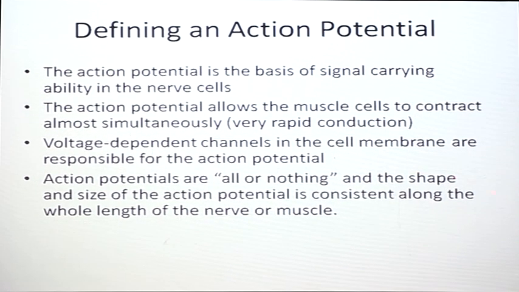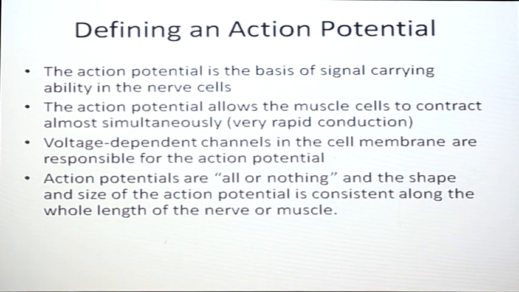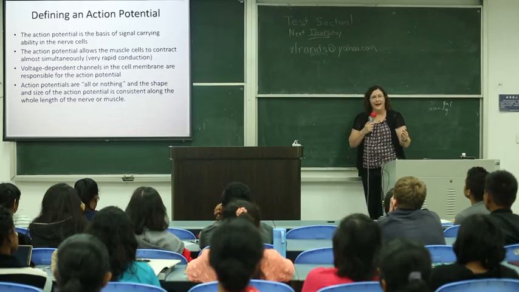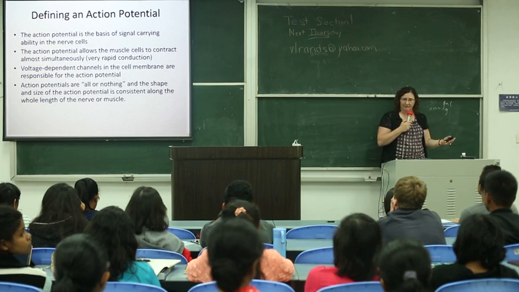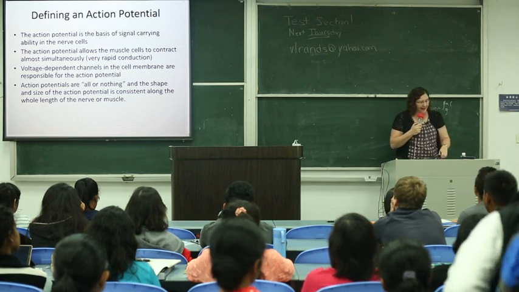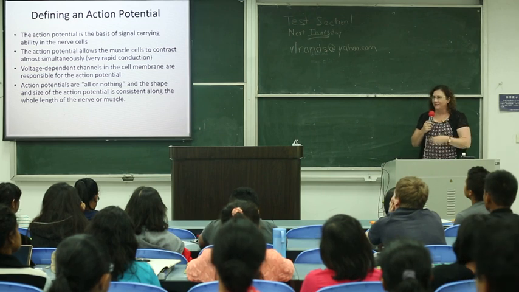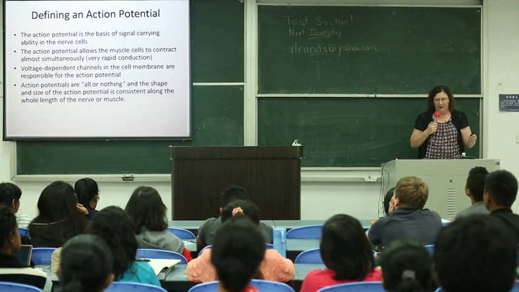And when that happens, it's because the action potential is going to stay the same size the whole length of the nerve to the muscle. So it's going to stay the same size. It's not going to wear out and stop halfway down.